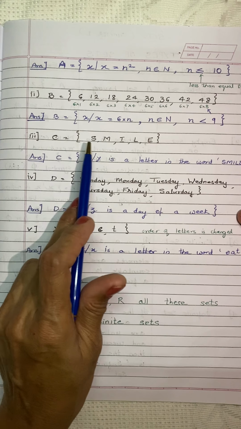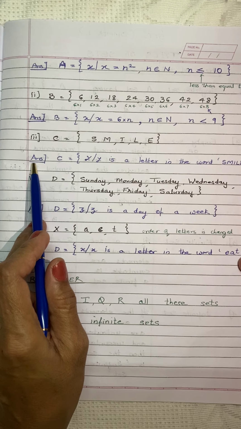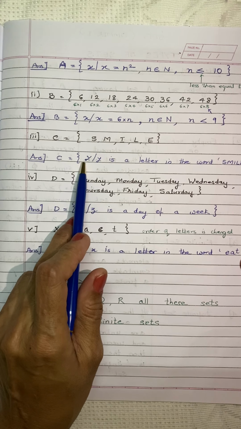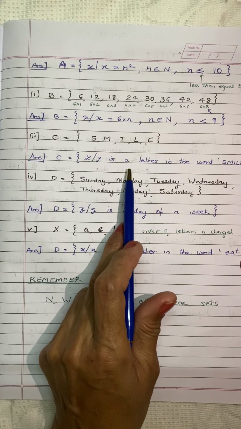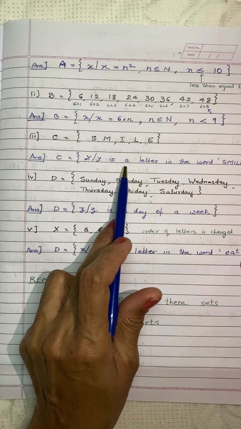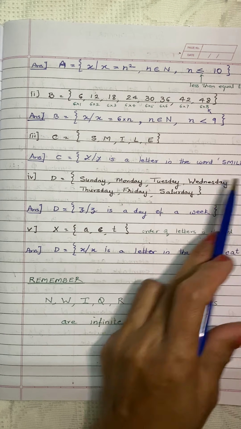Question 3, C. SMILE. Answer: C is equal to x such that x is a letter in the word smile.